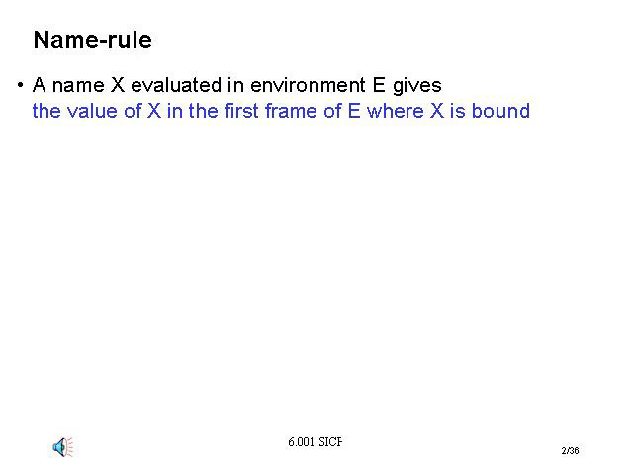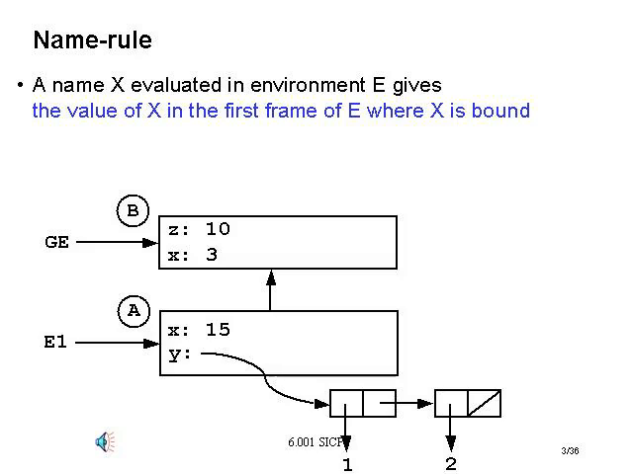The rule is straightforward but quite mechanistic, so let's say it clearly. A name x evaluated in environment E gives back the value of x in the first frame of E where x is bound. Remember, an environment is a sequence of frames, so we will start in the first frame and look for a binding of that name and continue up the frames until we find the first such binding, in which case we return the value associated with that name. So here are our example environments from before. We'll call the top level environment the global environment. It's our stopgap environment. And E1 has its own frame and inherits as an enclosing environment pointer the global environment.